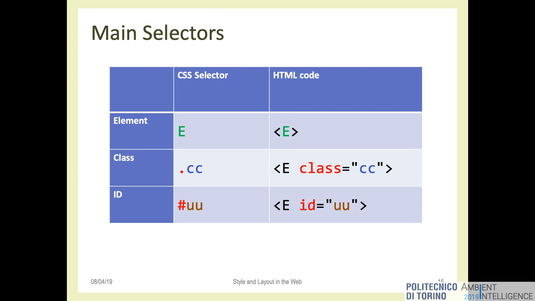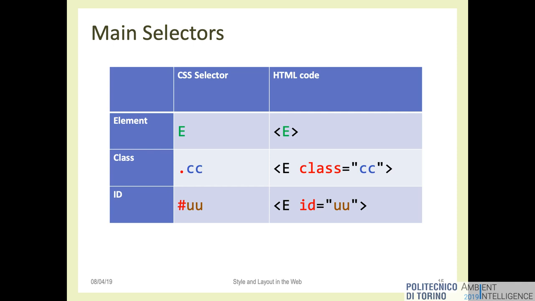Then you have two other main types of selector. The first one is called class, and the second one is called ID. The class in the HTML code is identified by a property that is called class and a name. And this name here, this CC, is up to you. You don't have a fixed one. Okay, if you're using a framework, there are some predefined classes, but you can create your own classes here. And in CSS, you have to say dot, the name of the class, to apply all the properties to the element with that class associated.